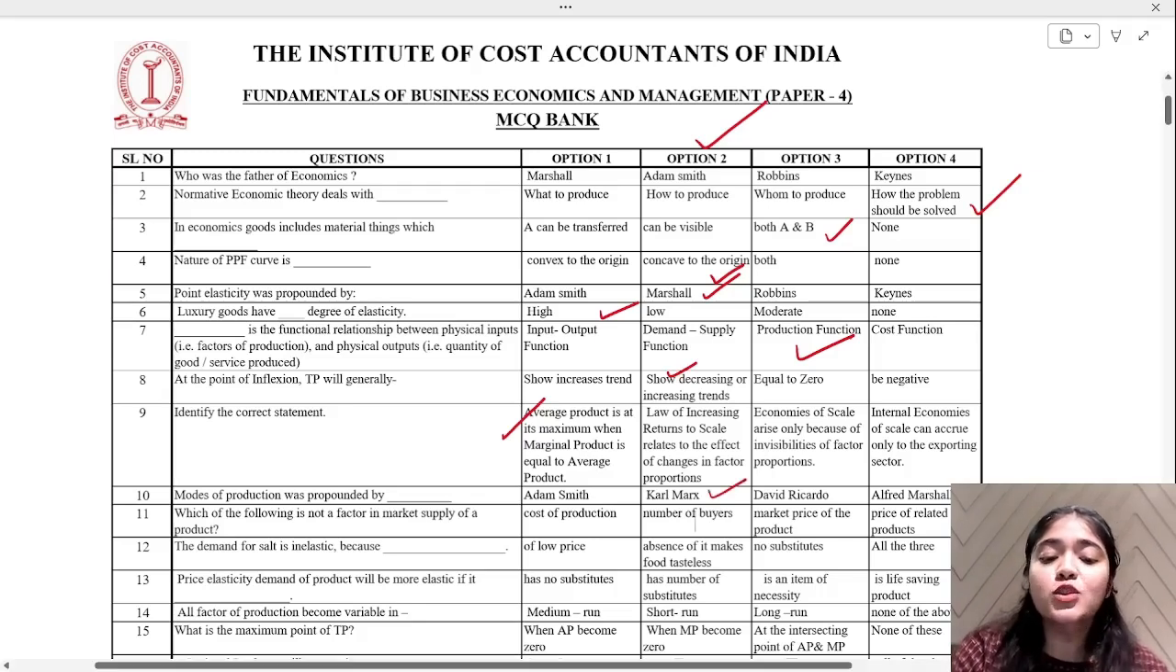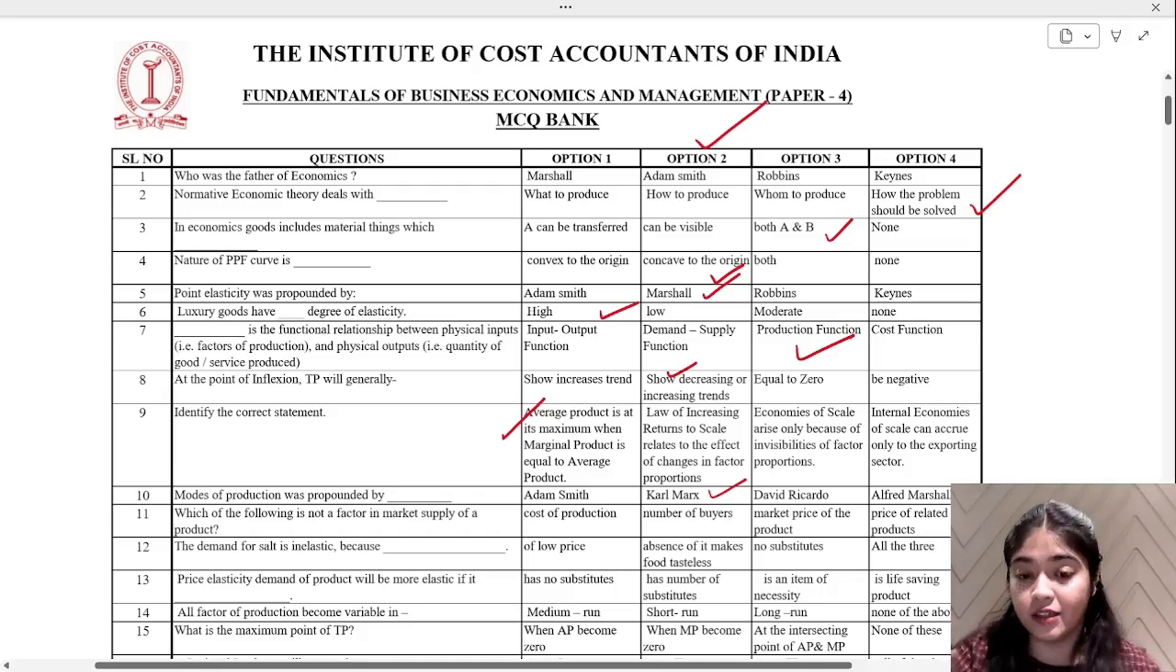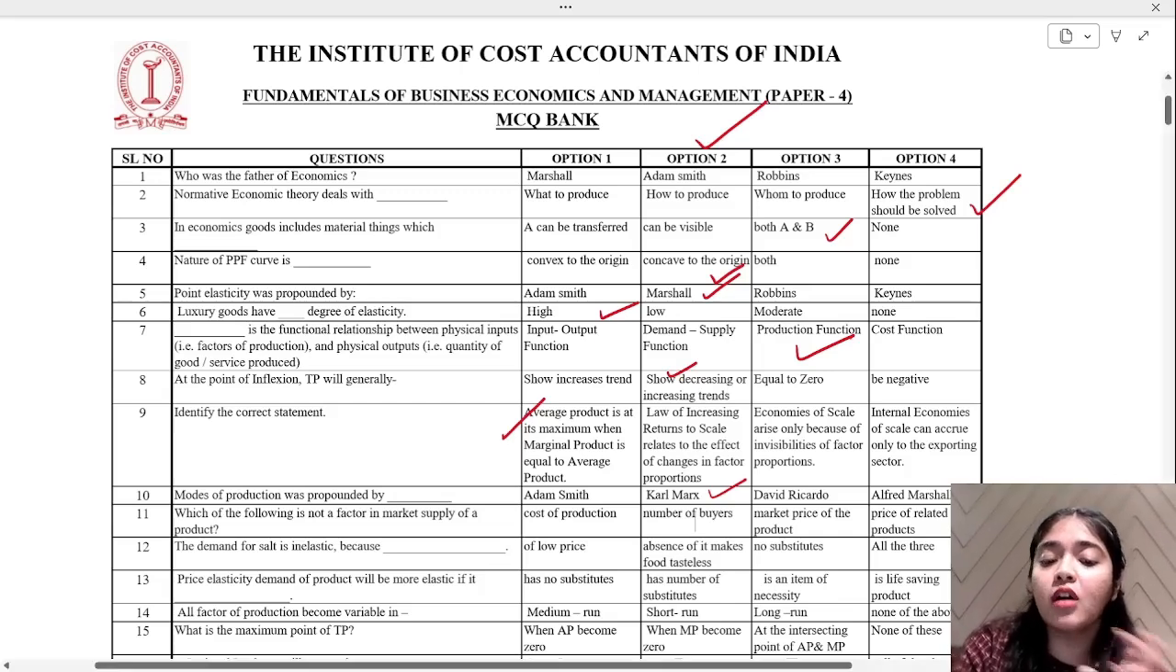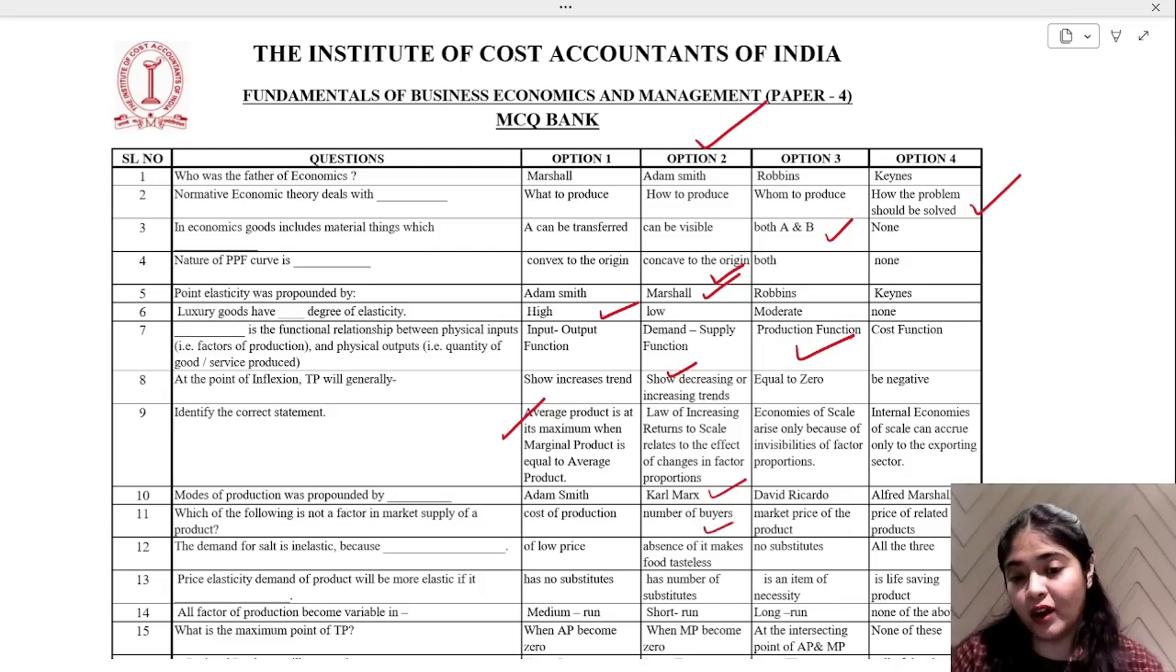Which of the following is not a factor in market supply of a product? What is not a factor? What is not going to affect the market supply of a product? Cost of production, number of buyers, market price of the product, or price of related products. So price of related products will affect, market price of the product which we are selling will affect, and cost of production also. Number of buyers is not a factor in market supply of a product. Okay, so that's option number 2.